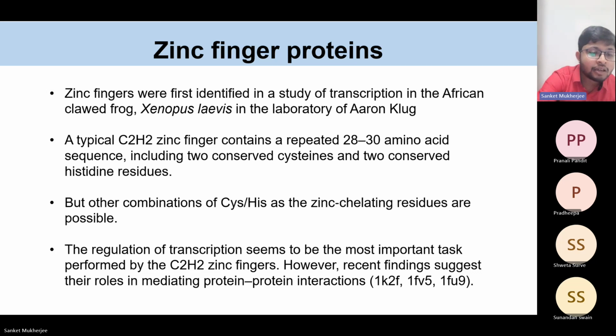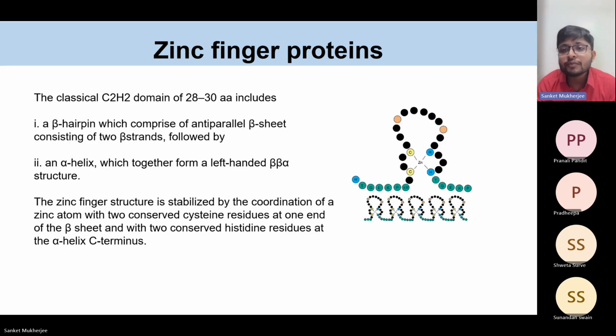So let's see how they look. As we already said, they contain 28 to 30 amino acids, right? And their characteristic structure includes a beta hairpin. As you can see, this is the hairpin moiety that has two anti-parallel beta sheets. We have already studied how they look. Anti-parallel means one will be like this, another one will be like this, so if one is N to C, the other will be C to N. And in between these beta sheets, there will be an alpha helix. So that's how the structure is.